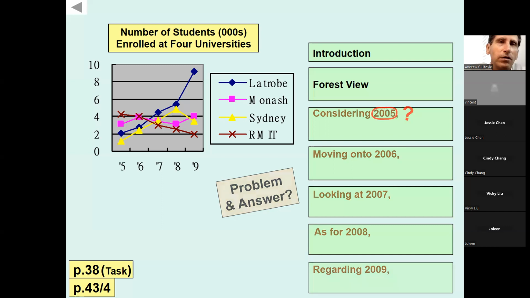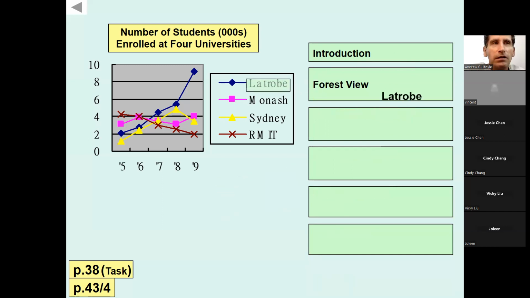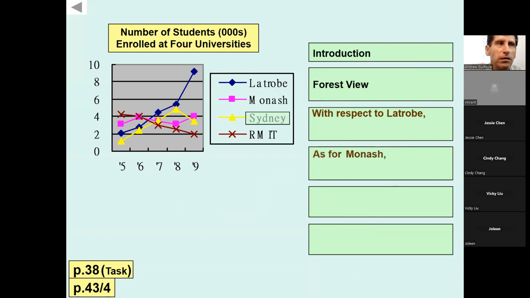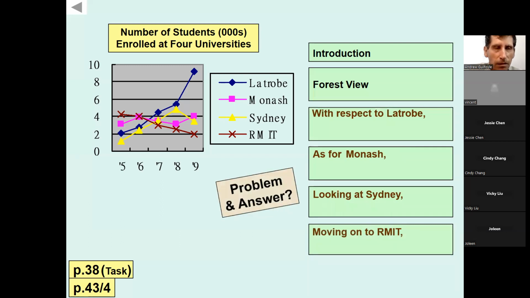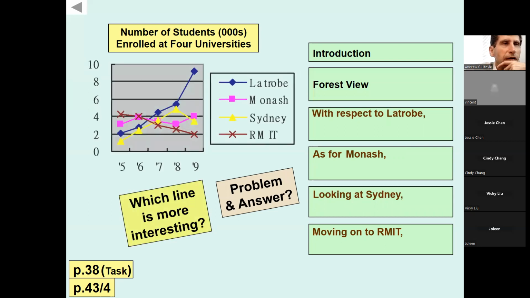But even if you do the logical thing, which is with respect to Latrobe, Monash, Sydney, and RMIT, we still have a problem. What's the problem now? We still have too much. Exactly, Vicky, still too much. So we have to think more carefully.